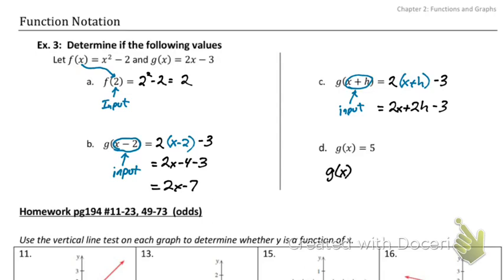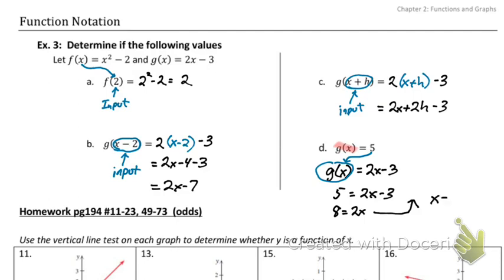Would x be 0? Let's see. So I have g of x equals 2x minus 3. Note here it says g of x equals 5. So what that means is I'm going to replace g of x with 5. I'm saying anytime I see g of x, replace that with 5. The ones up above, we're saying anytime you see x, replace with what's inside of there. This one says replace g of x with 5, so that's what I'm going to do. 5 equals 2x minus 3. I would add 3 to both sides, so I have 8 equals 2x. So this one you can solve, with x equals 4.